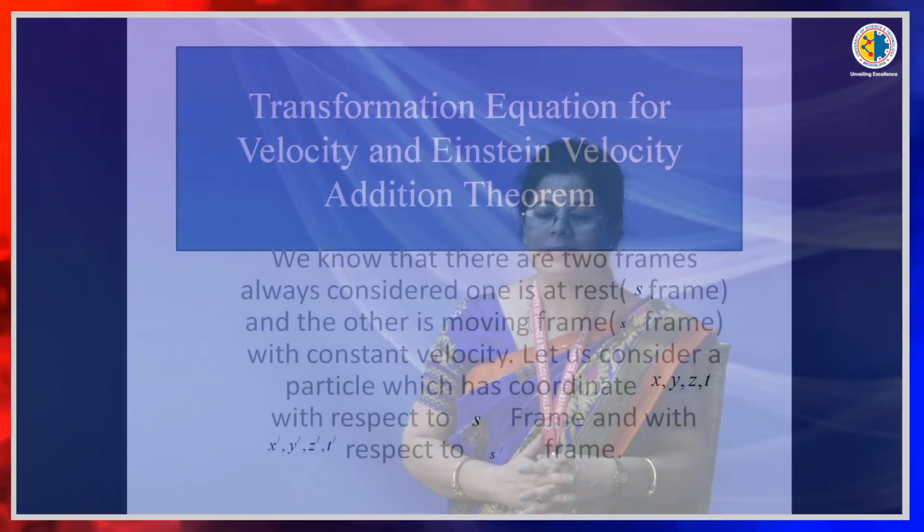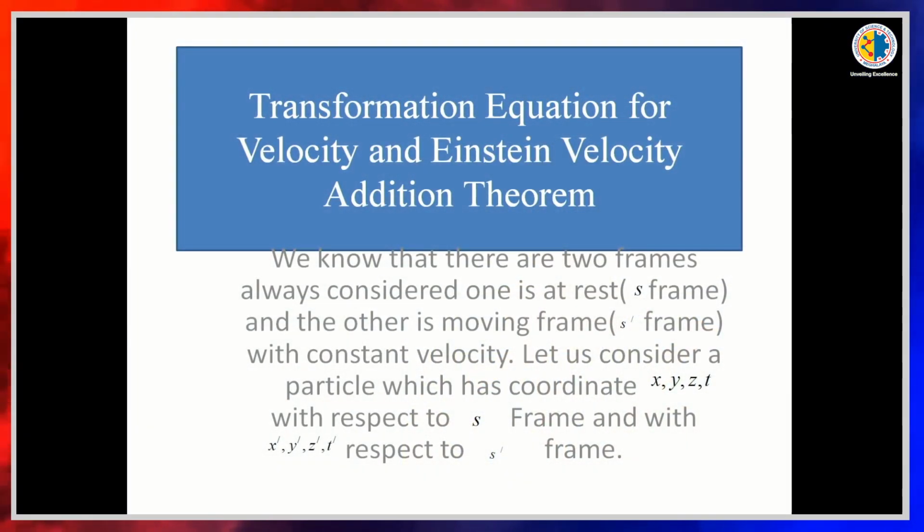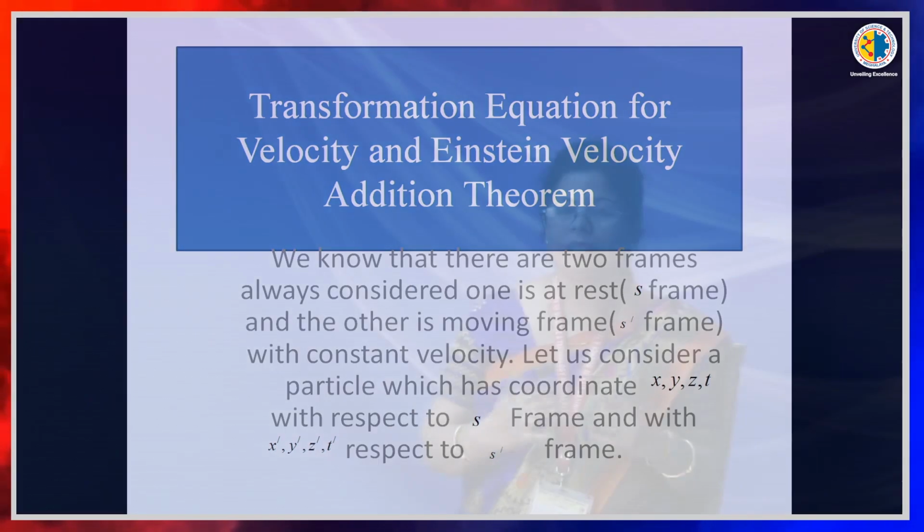We know that there are two frames always considered, one is the rest frame S and the other is the moving frame S dash with a constant velocity v. Let us consider a particle which has coordinates x, y, z, t with respect to S frame and with respect to S dash frame it is x dash, y dash, z dash and t dash. So, in relativity, as I discussed in earlier classes, two frames are always considered, one is the rest frame, another is the moving frame with a constant velocity.